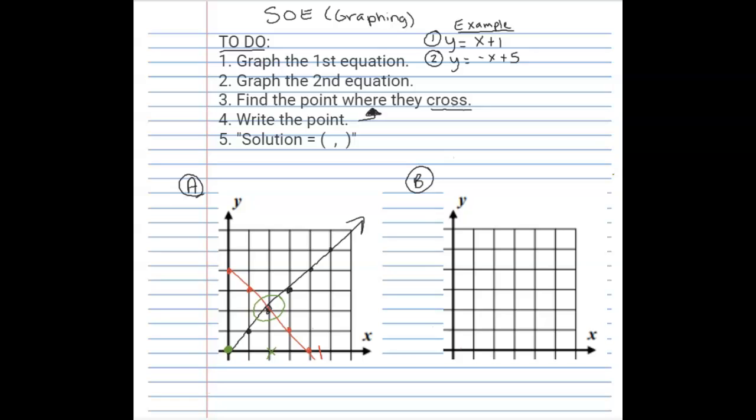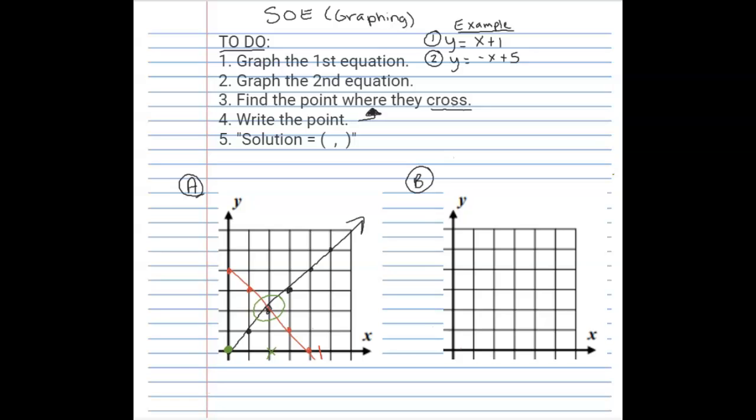Because once you're done with that, then all you need to do is find the point where they cross, and unless the slopes are the same, they will cross. We need to write that point and make sure we write solution equals next to that point. Now, there's two different ways that we would usually find this. Let's use example A for example.